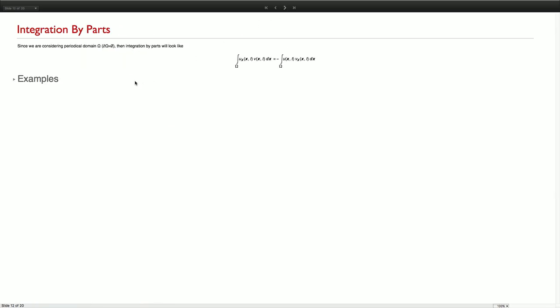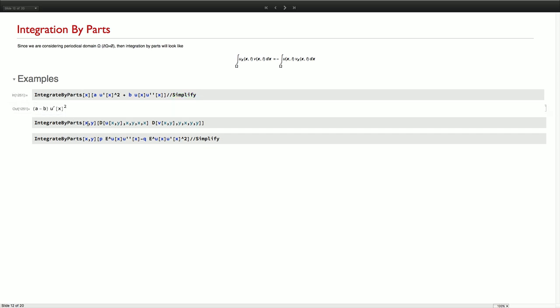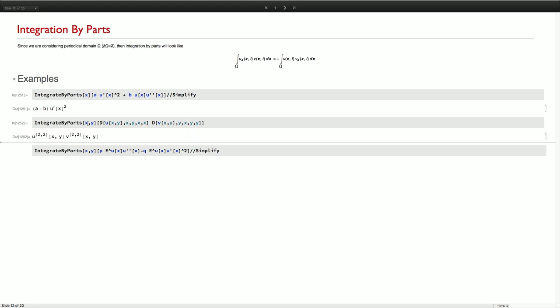And as we are working on the periodical domain, the integration by parts looks like this in the periodical domain. And let's see some examples of integration by parts. We have implemented this function, for example, in one-dimensional case, in two-dimensional case. And here is a more complex example.